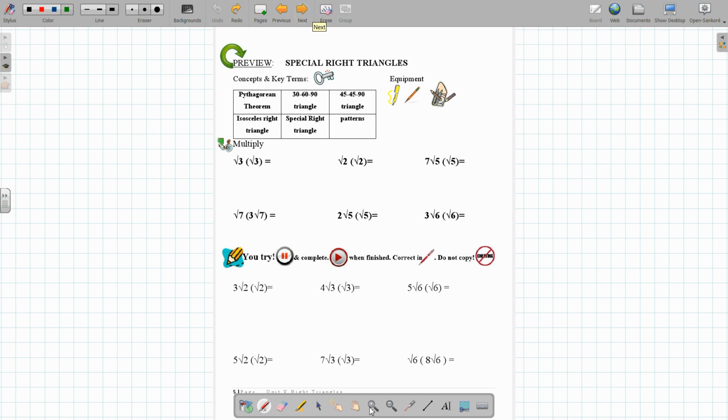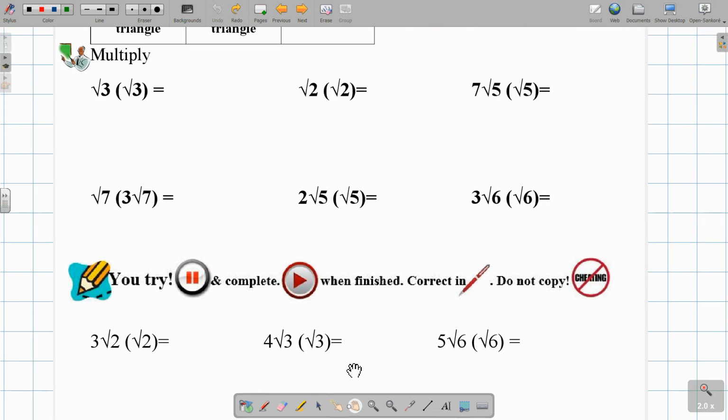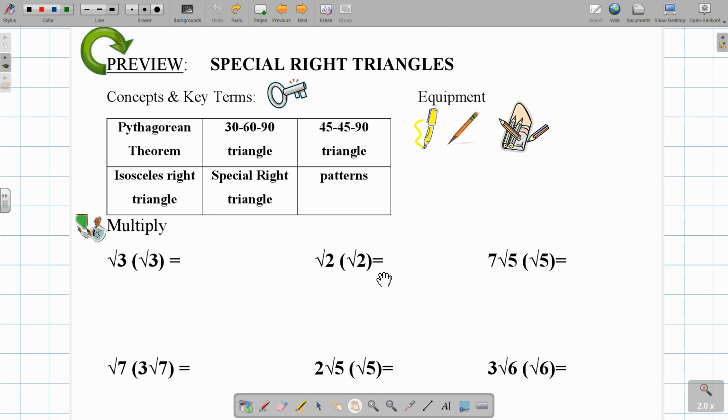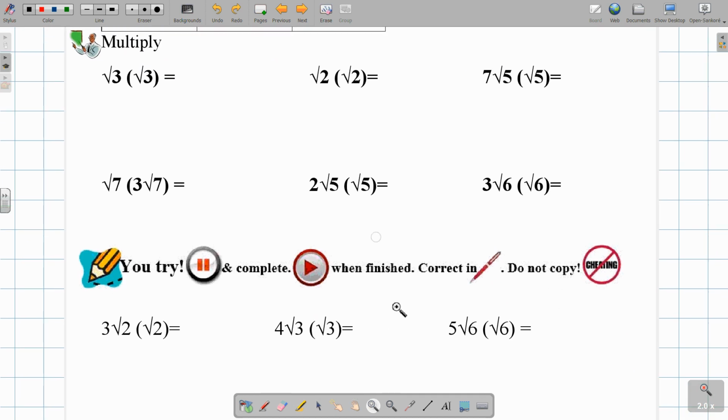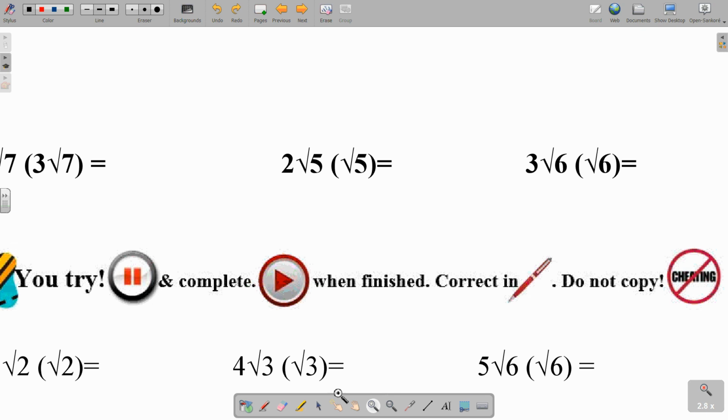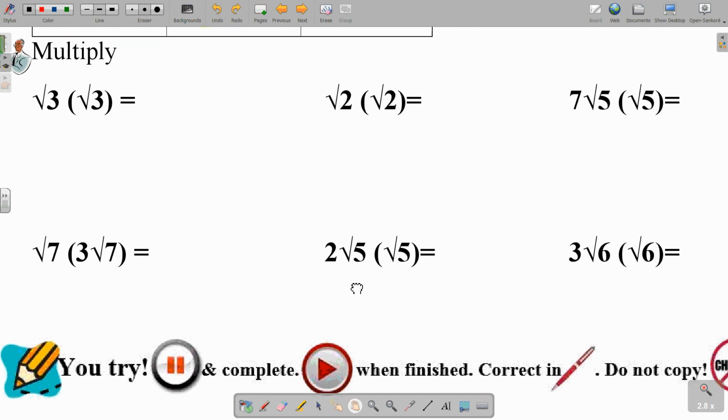Today we're going to be focusing on a concept called special right triangles. There is something special about them. You should have some colors. We're going to review Pythagorean theorem. We're going to focus on something called the 30, 60, 90 triangle and the 45, 45, 90 isosceles right triangle, special right triangles. We're going to be focused on patterns. There is a super important pattern you have to be able to spot when you're working with this in radicals.